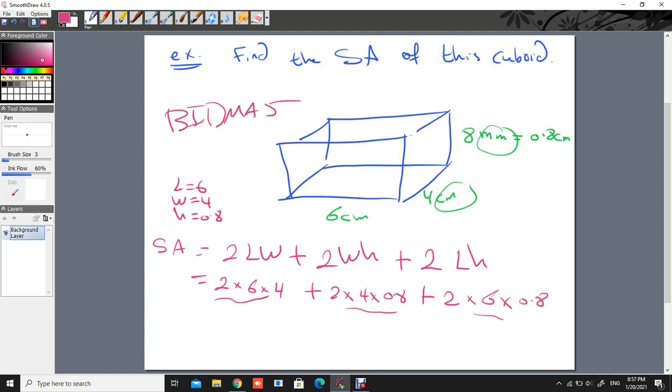Now remember order of operations, multiplication first. So this is 48 plus 6.4 plus, multiply these things, 9.6, then add, which is 64. Now the unit is centimeters squared, since we are talking about area. If it's area, centimeters squared. If we are talking about volume, cubed.